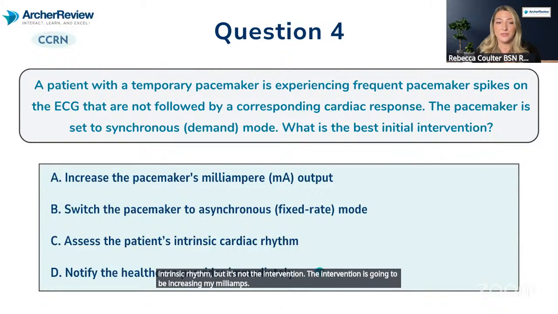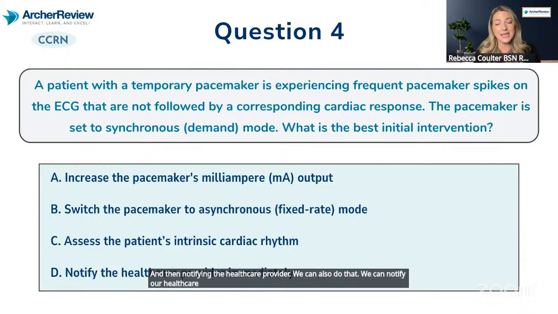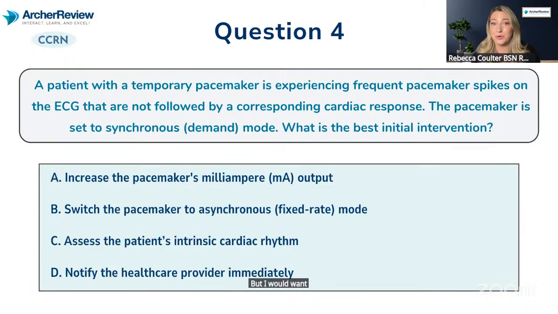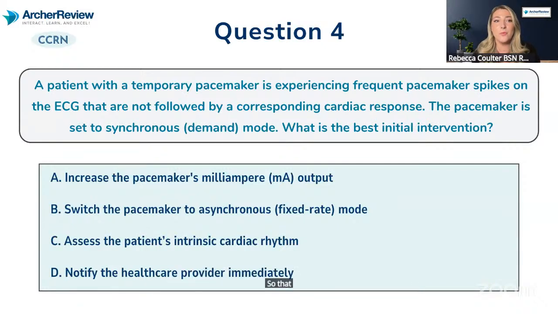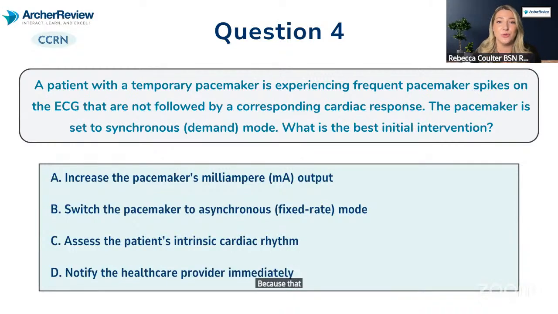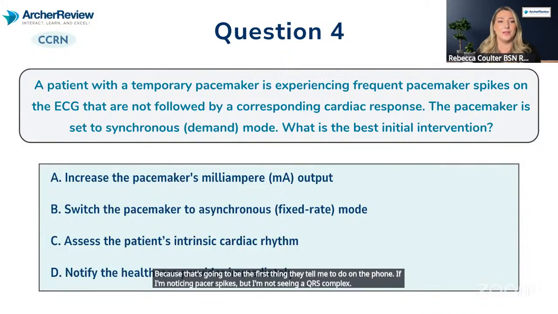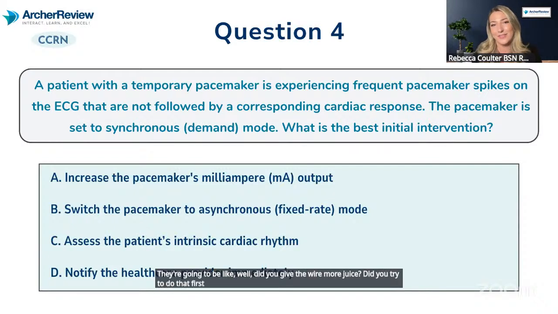And then notifying the healthcare provider, we can also do that. We can notify our healthcare provider that this happened, but I would want to call them after I've gotten some more information. I might call them and say, hey, I had to increase the milliamps up to 20 or 15, whatever it was, so that they know that, but I would have hopefully fixed that problem before letting them know. Or, I'm trying to increase my milliamps and I'm still not getting capture, because that's going to be the first thing they tell me to do on the phone. If I'm noticing pacer spikes, but I'm not seeing a QRS complex, they're going to be like, well, did you give the wire more juice? Did you try to do that first? And I would want to have that information for them.